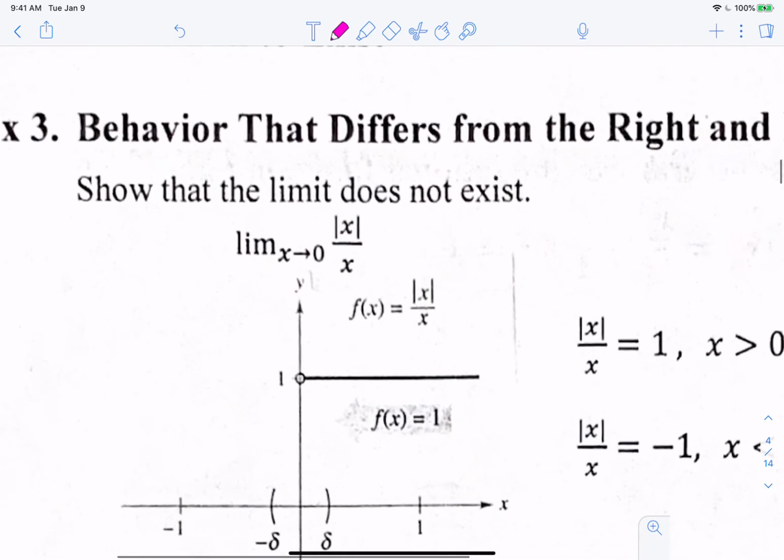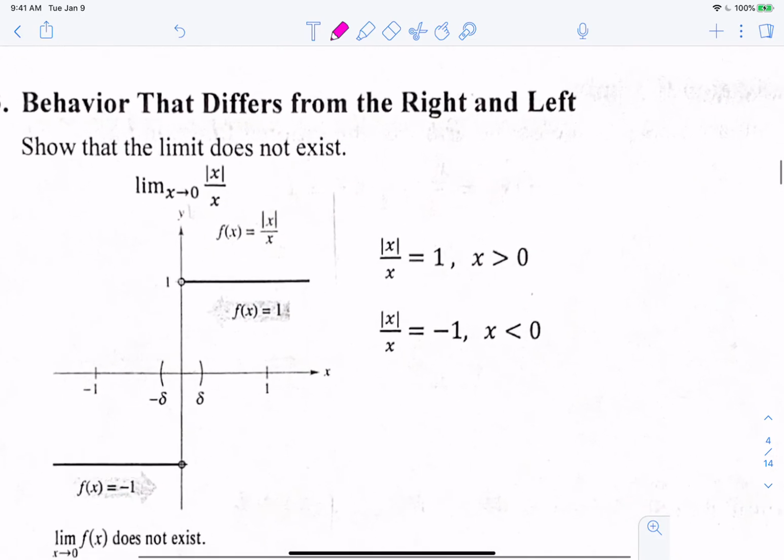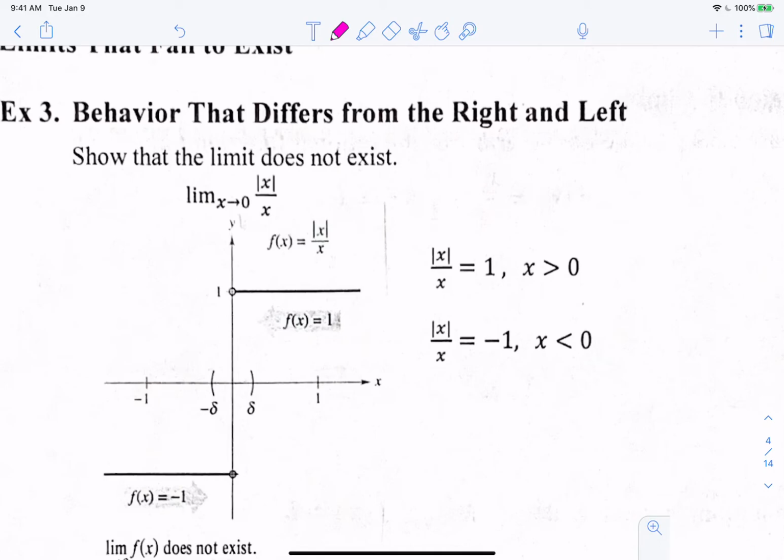Okay? Looking at this one now, this is where limits fail to exist. The limit does not exist, like on Mean Girls. I'll pull it up here at the end of class if we have time.